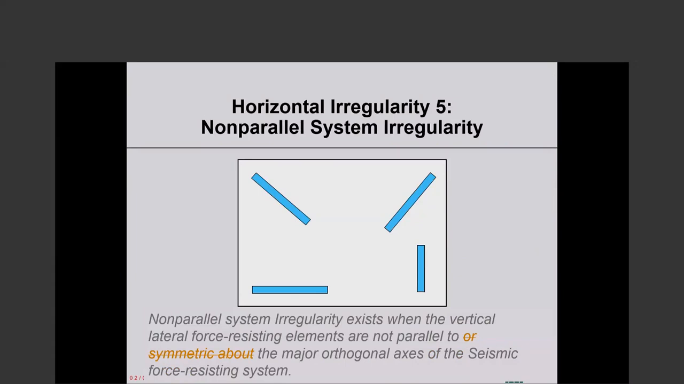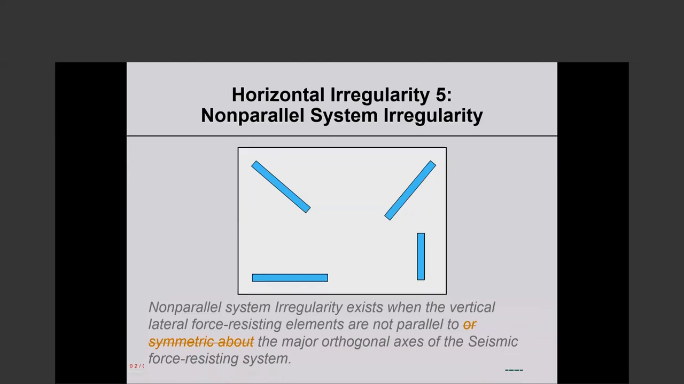Okay. It used to say "or symmetrical about," and that was deleted in ASCE 7-10, which is the main reason I went with ASCE 7-10. This is very important. "Or symmetrical about" didn't make any sense whatsoever. You still have it in BNBC. Do not consider it deleted, doesn't make any sense. Non-parallel system irregularity exists when the vertical lateral force resisting elements are not parallel to the orthogonal axis.